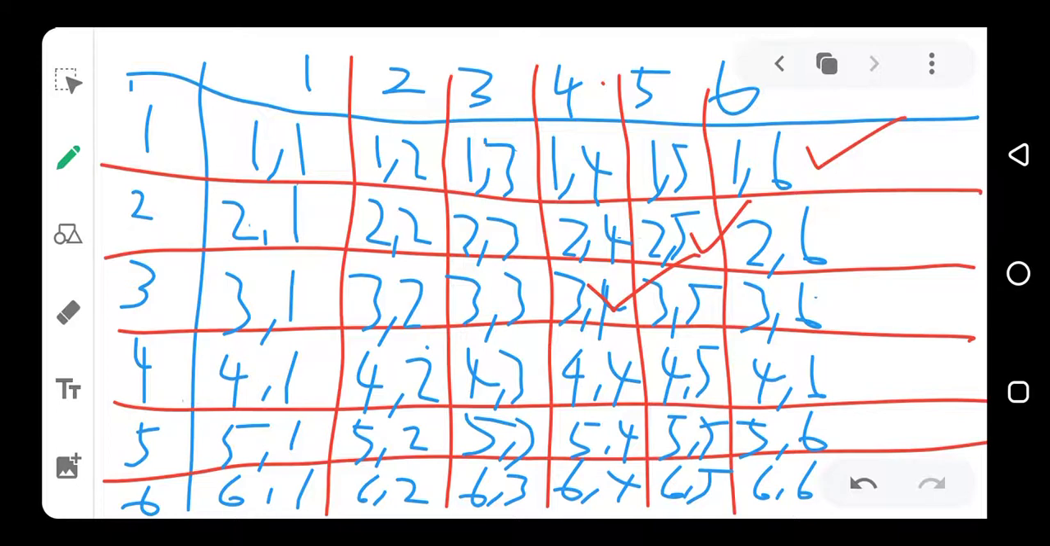Fourth row, 4 plus 1 will not give us 7. 4 plus 2 will not give us 7. 4 plus 3 will give us 7. So we mark it. 4 plus 4 will not give us 7. 4 plus 5 will not give us 7. 4 plus 6 will not give us 7.